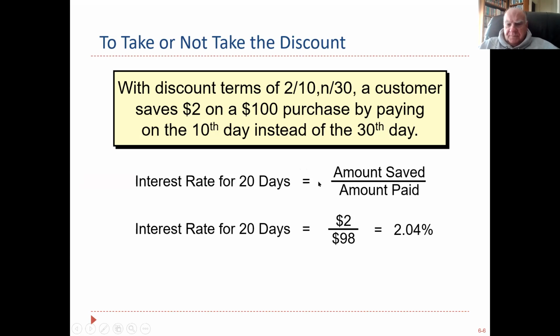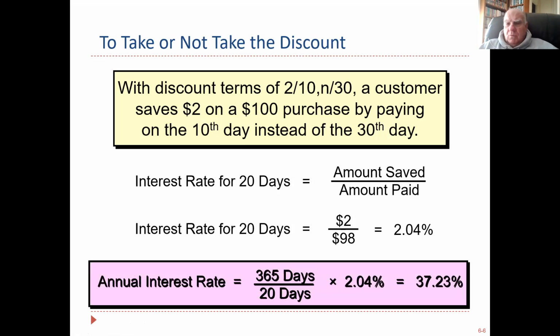So let's take a look at this. And here's why you'd be nuts not to take that discount. $2 over the $98 that you're actually going to spend, not over the $100, means that in just 20 days, you earn 2.04% on this transaction. If you took this $100 to any bank in town and deposited it in their highest paying savings account, you would end up with less than 1%. And that's over a whole year.